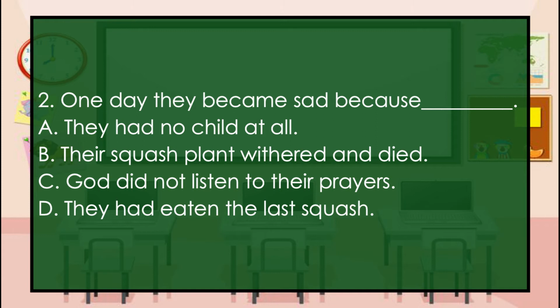Number 2. One day they became sad because A. They had no child at all, B. Their squash plant withered and died, C. God did not listen to their prayers, and D. They had eaten the last squash.